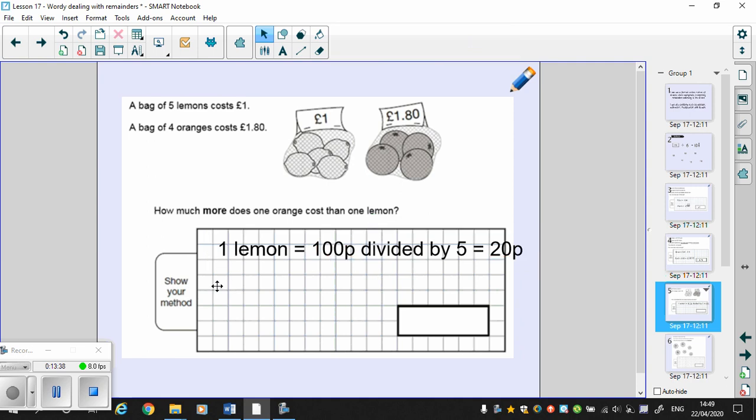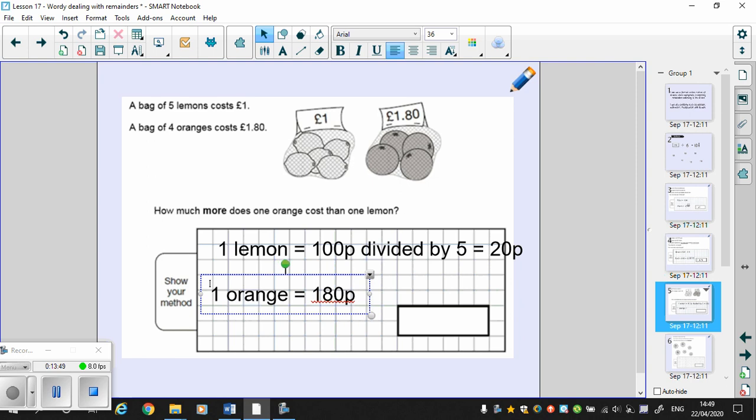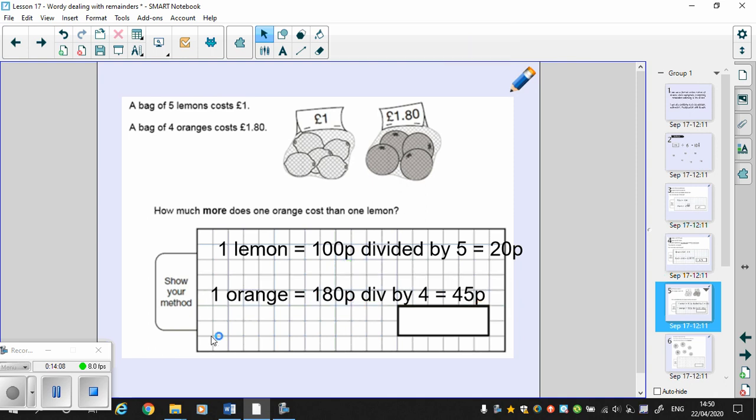Then we have to work out the cost of 1 orange. So 1 orange is going to be £1.80. Let's stick with pence. It is going to be 180 pence divided by 4. And when we do a gazinta, 4s into 18 goes 4, remainder 2, and 4s into 20 goes 5, giving us 45 pence each.